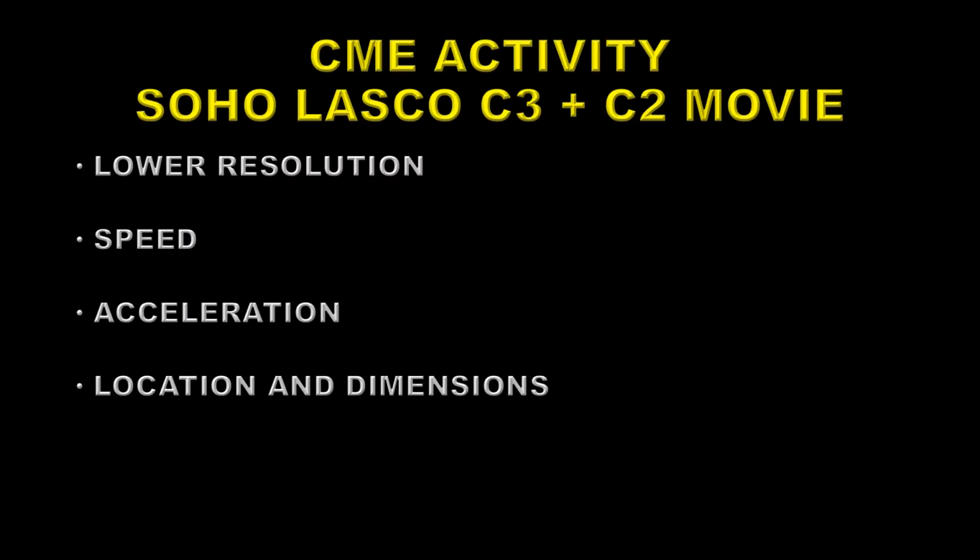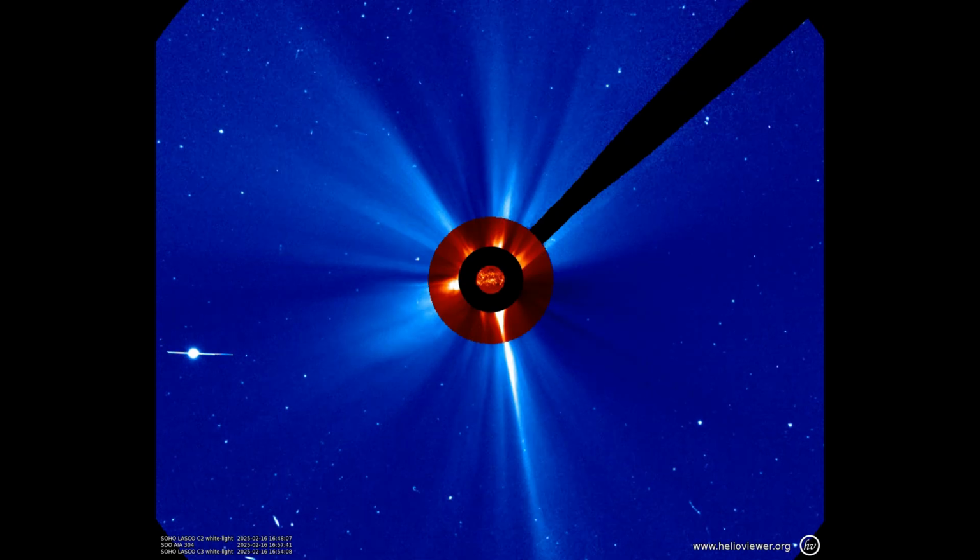Now we move much higher in the solar atmosphere, but not to higher temperatures. This is the quiet corona expanding out beyond the surface of the sun. In fact, it suffuses the whole of the solar system out well past the Earth. This is lower resolution, so we can see the speed of CMEs, we can see their acceleration, we see their location and their dimensions.